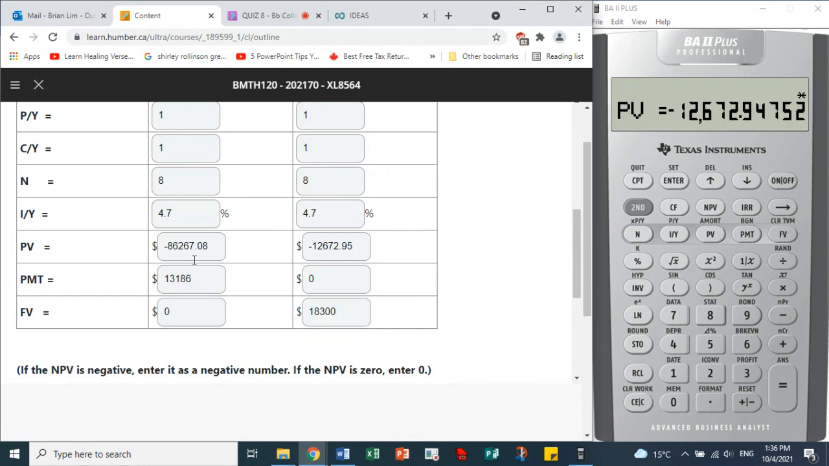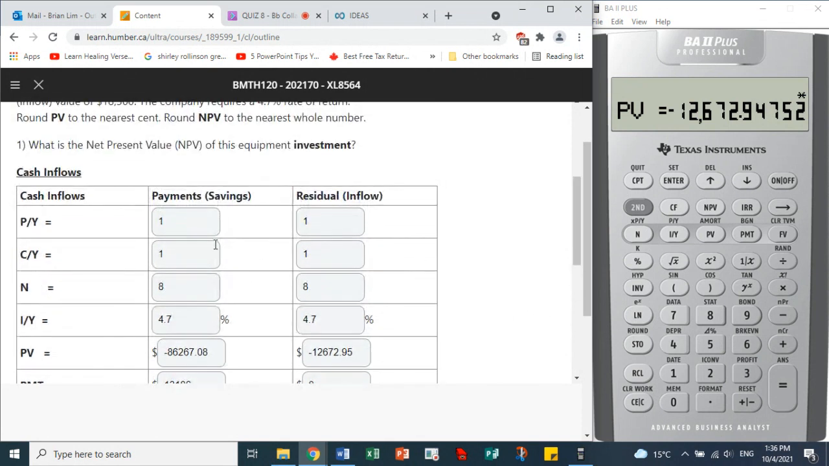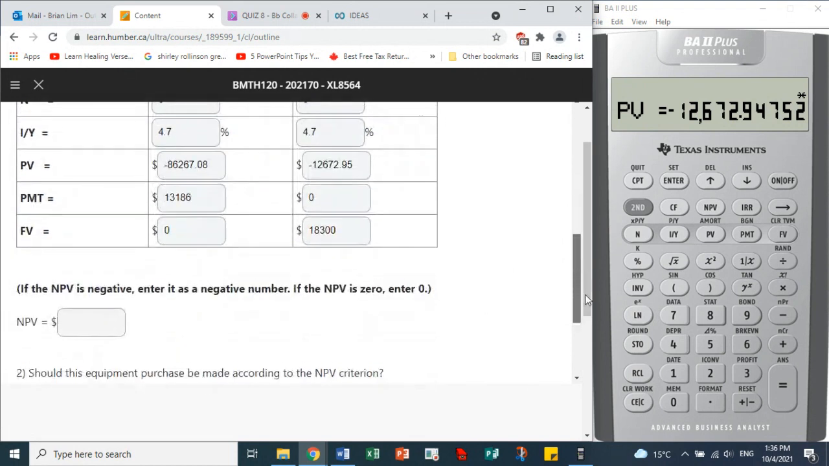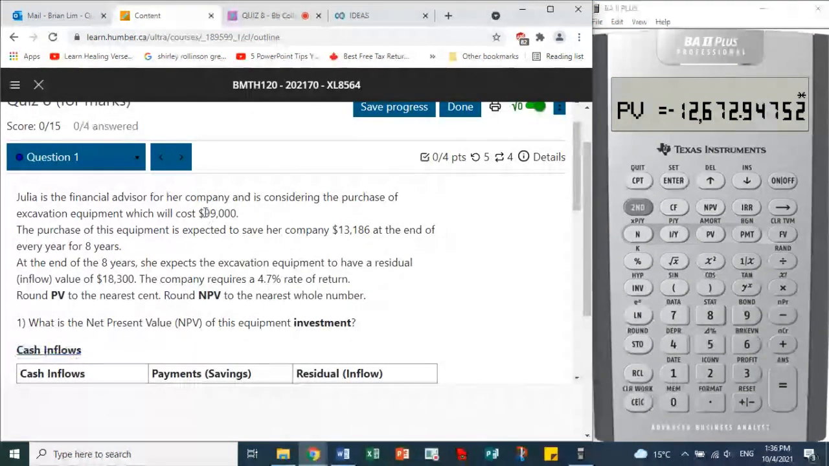Okay, so that is what? That is inflow. Yes, that is coming in, correct? Those are savings, and as it says up here, it's cash inflows. All right, so present value inflows. Now, where's the outflow? The outflow is right here. It's 99,000. If the company was to purchase the equipment, it would pay $99,000.